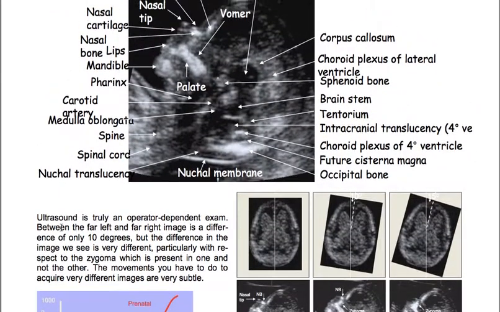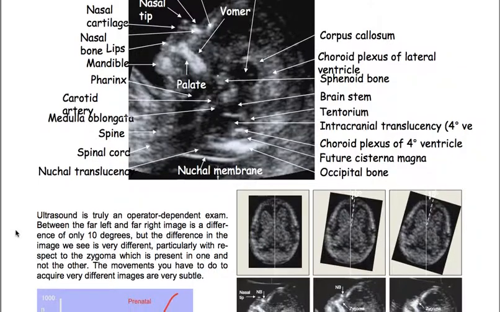Ultrasound is truly an operator-dependent exam. Between the far left and far right image is a difference of only 10 degrees, but the difference in the image we see is very different, particularly with respect to the zygoma, which is present in one and not the other. The movements you have to make to acquire very different images are very subtle.